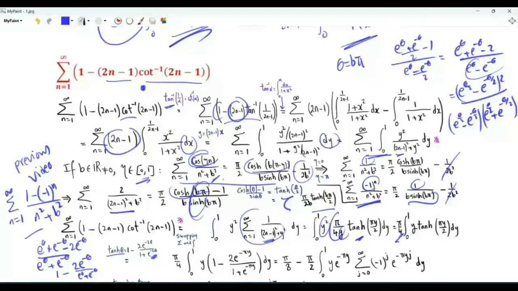The integral of y from 0 to 1 of y is 1/2, times pi over 4, that's pi over 8. Then we have minus pi over 2 times the integral of y from 0 to 1 of y e to the minus pi y.